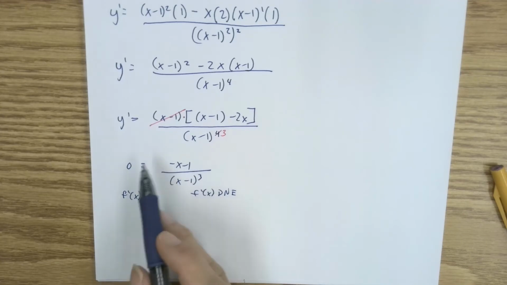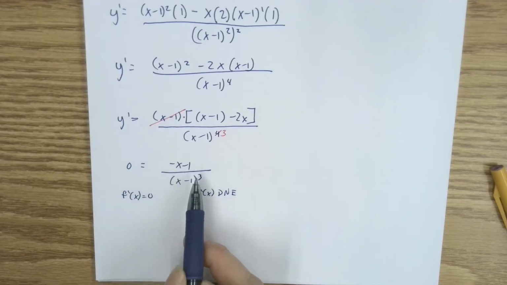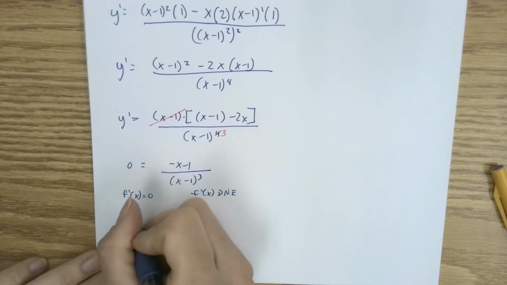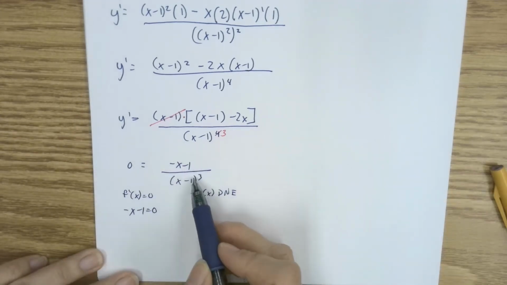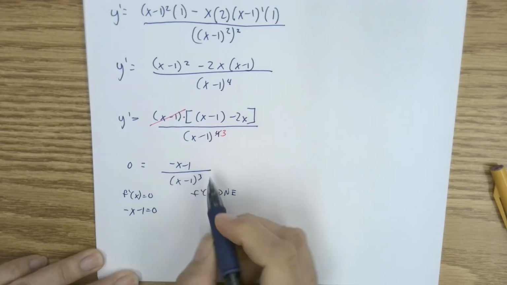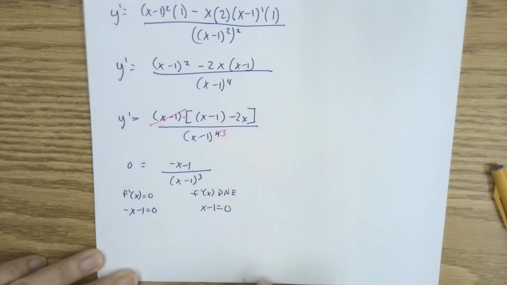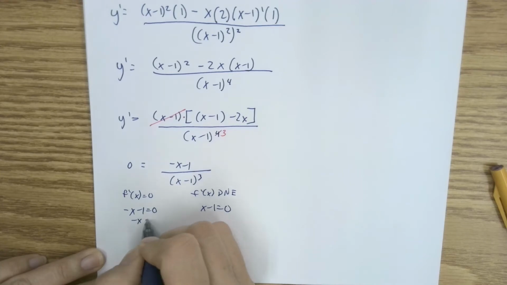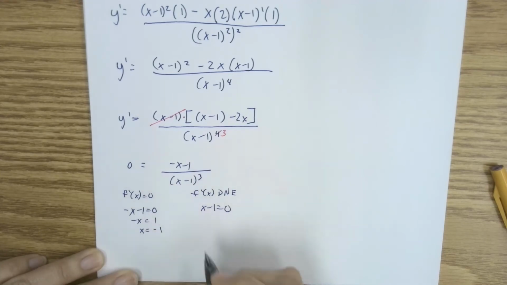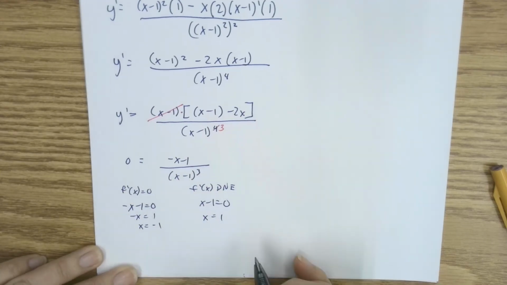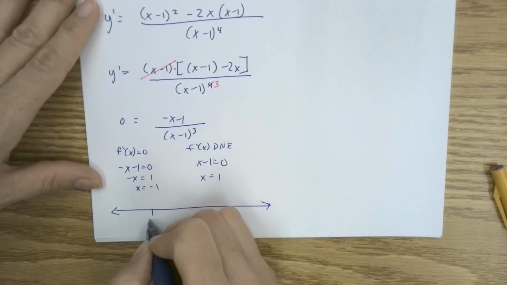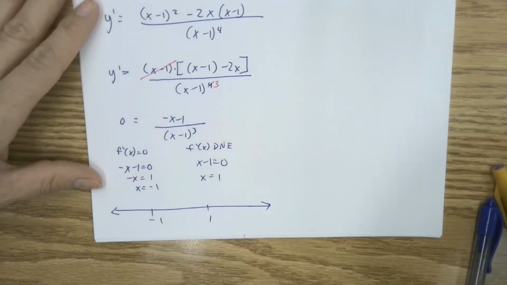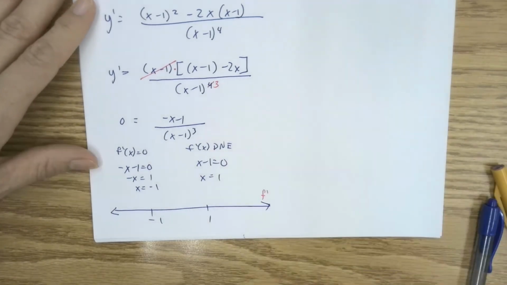So our function here doesn't equal 0. It equals 0 when my numerator is 0. So I'm going to set my numerator equal to 0. My first derivative doesn't exist when the denominator is equal to 0. So we have negative x minus 1 equals 0, x equals negative 1, and over here, x equals 1. So we are ready to plot this on a number line. We have negative 1 and 1. I'm going to substitute those numbers into my first derivative.